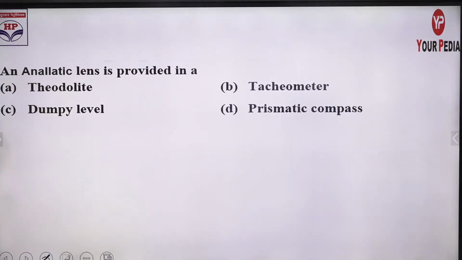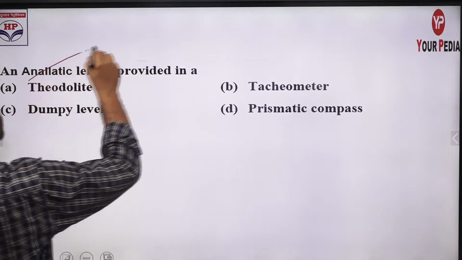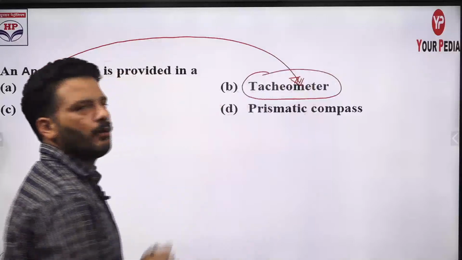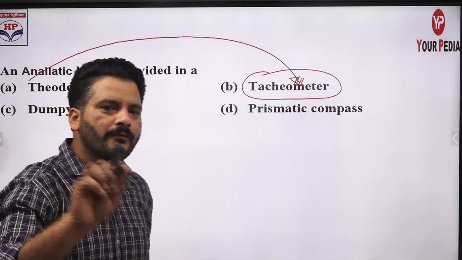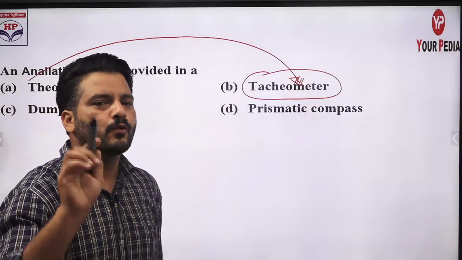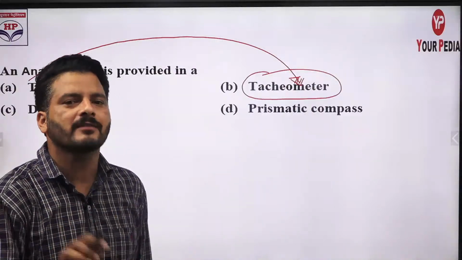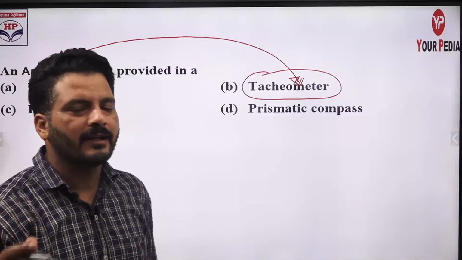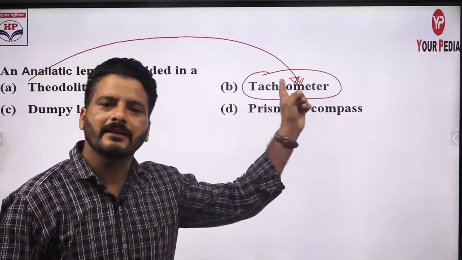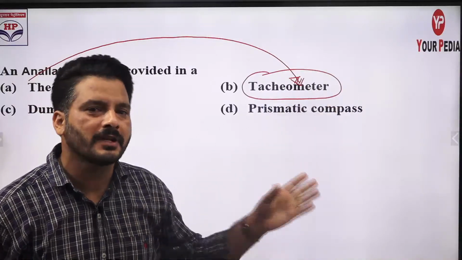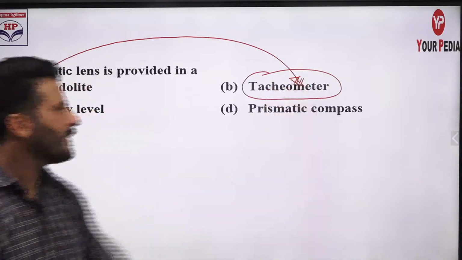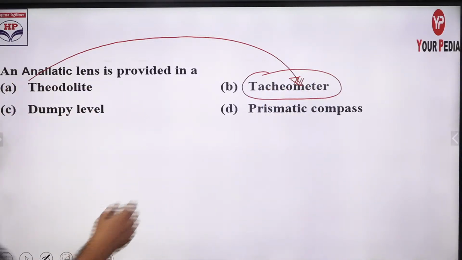Okay, here is the next question, guys. An anallactic lens is provided in. Have a look. Whenever the word anallactic comes, have a trigger in your brain. This is provided in the tachometer. Tachometer is a modification over theodolite in which two extra horizontal hairs are provided, known as stadia hairs. With the help of theodolite, we can measure the horizontal angle and vertical angle. But with the tachometer, we can measure horizontal angle, vertical angle, and horizontal distance also. So it has more advantage, so we prefer the tachometer. So the anallactic lens is provided in a tachometer.